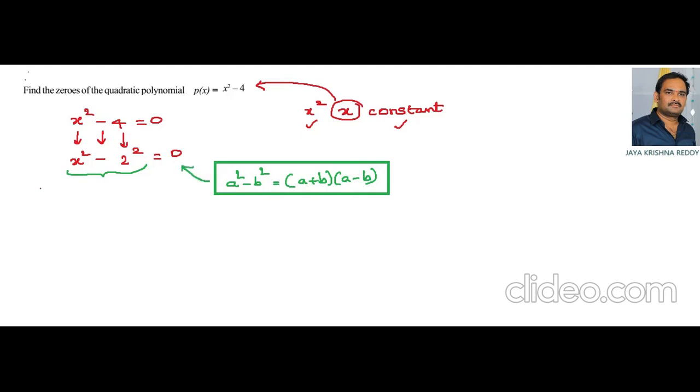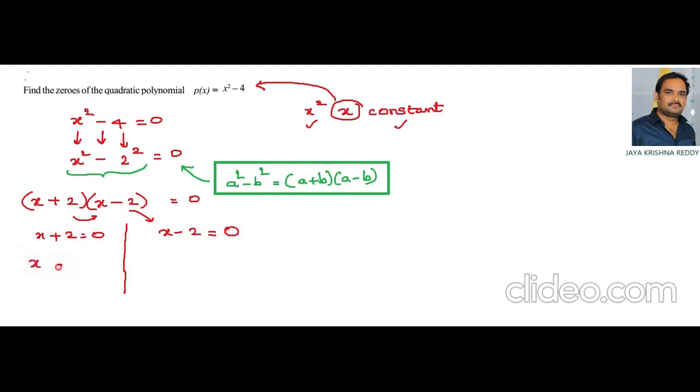So how can we write this one: a square minus b square means a plus b into a minus b equal to 0. So what is a here? x is a and b is nothing but 2. So a plus b means x plus 2, a minus b means x minus 2 equal to 0. So the product of these two terms is 0 means either the first term x plus 2 should equal 0 or the second term x minus 2 equal to 0.